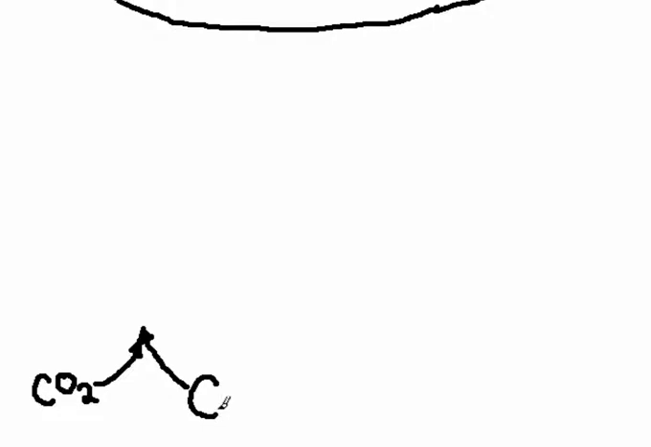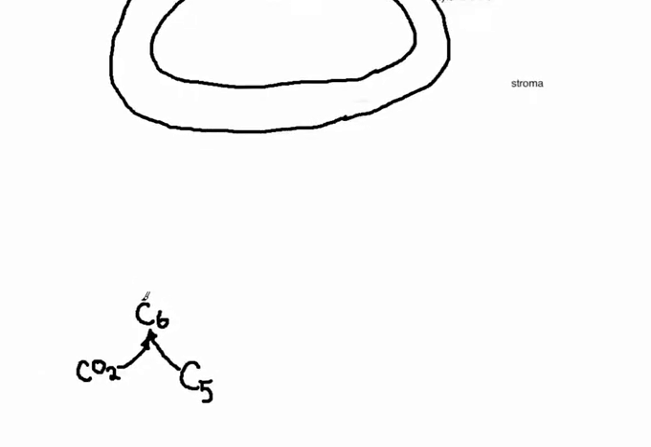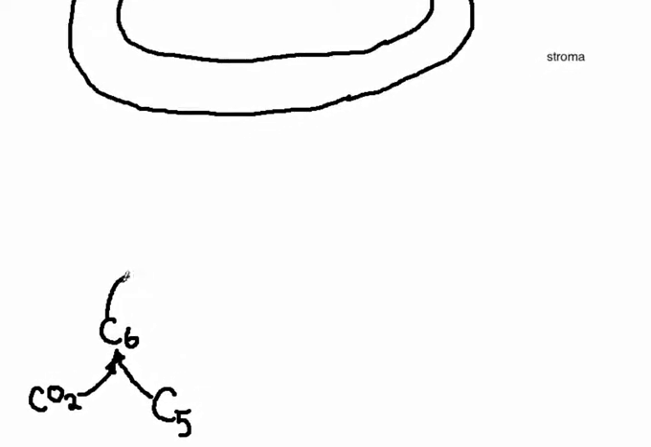Now this C5 molecule has hydrogens and oxygens bonded to it, but we don't care about those hydrogens and oxygens right now. We're just going to count the carbons. So there's our C6 molecule. That C6 molecule immediately splits into two identical C3 molecules. Do you see how 2 times 3 equals 6?